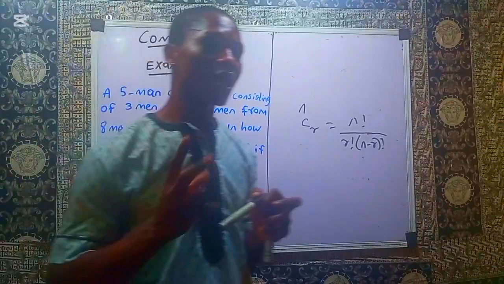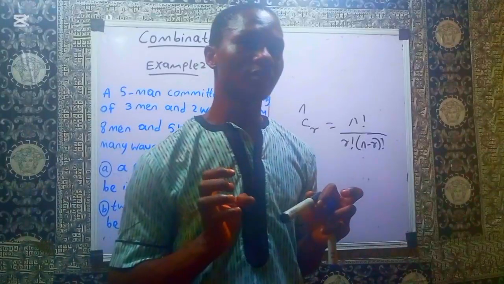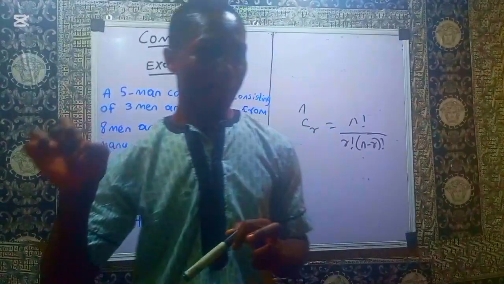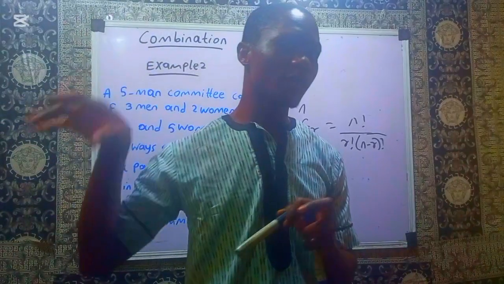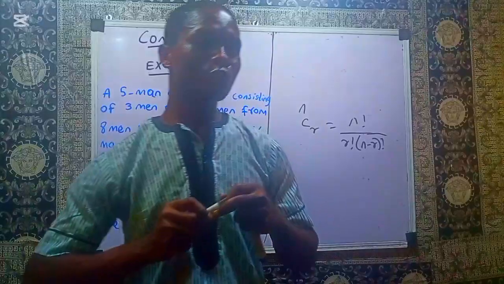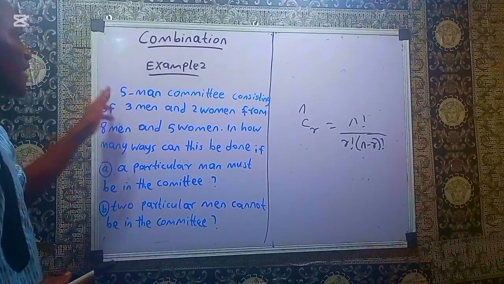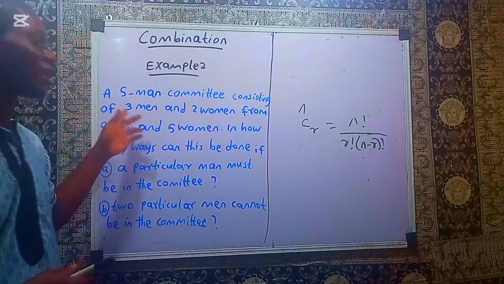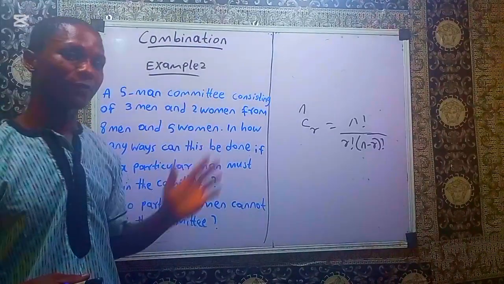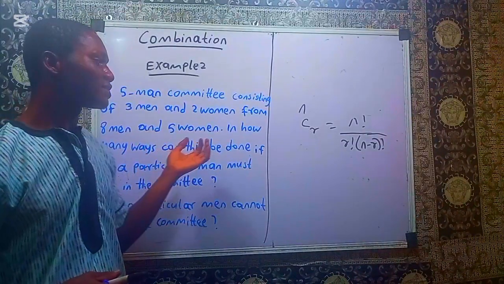In our previous class, we looked at a particular example, and in this study today, we are going to consider that same example, but a condition will be attached to it. So we are looking at aspects of combination problems in which there is a condition attached. Select a 5-man committee consisting of 3 men and 2 women from 8 men and 5 women. The question now is, in how many ways can this be done?